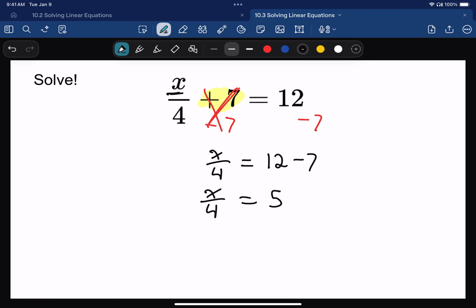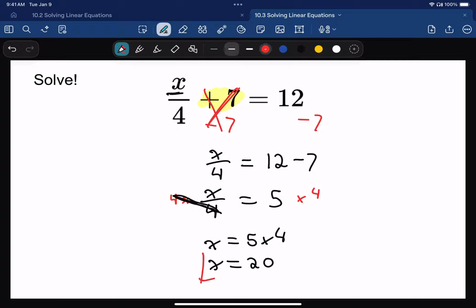Okay, now our next step is we need to do the opposite of this, which is multiplying by 4. And we're going to multiply by 4 on this side. In this case, these are going to cancel each other out. And over here, now we have x equals 5 times 4, or x equals 20. There we go.